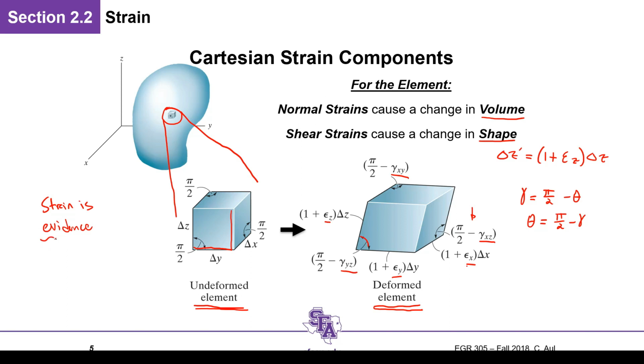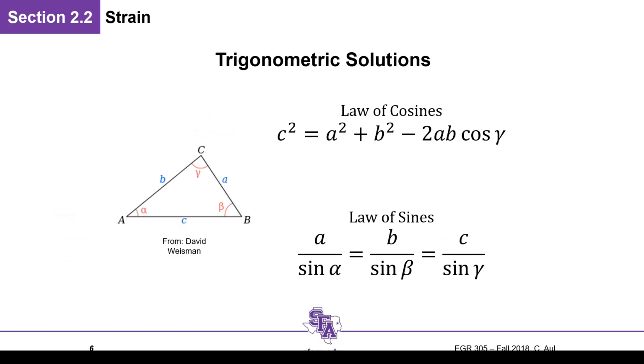Okay, strain is the evidence of some case, usually some development of stress. Stress is what's causing strain. We can't measure stress, but we can sure measure strain, right? So one of the things that are going to help out for this section are remembering some trigonometric properties.